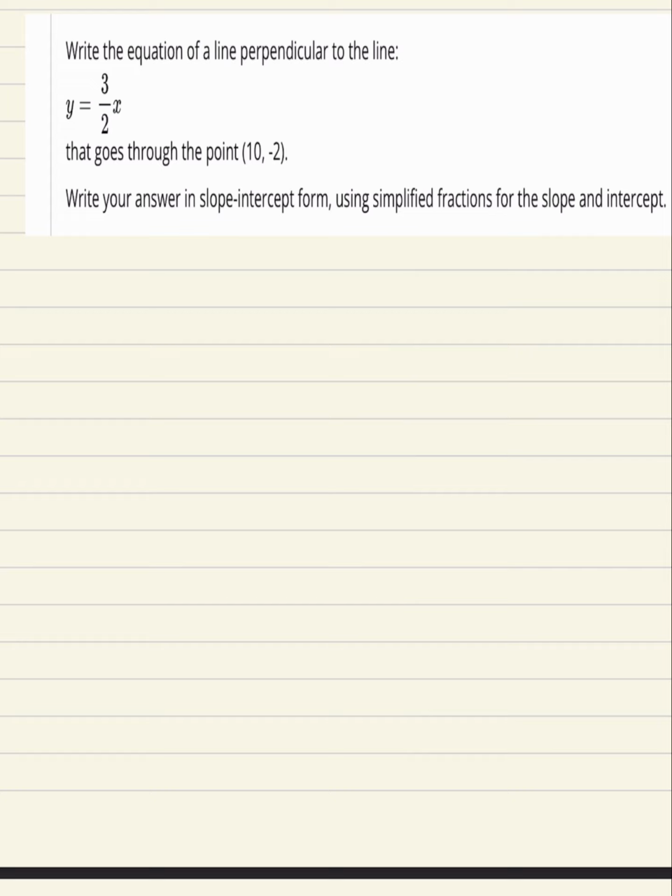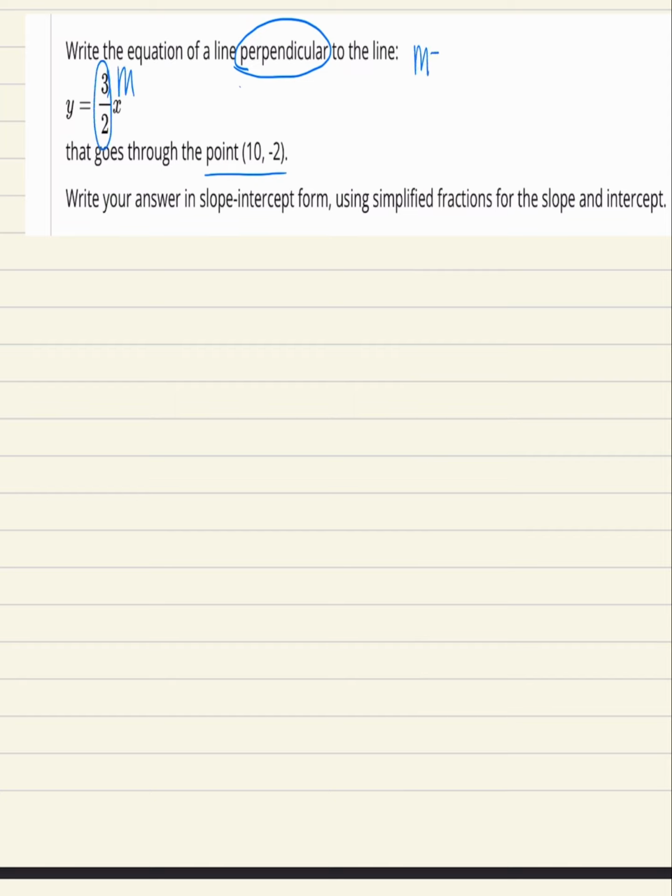So what we want to do is we first want to identify the information that we have. We need to find the perpendicular line going through this point. Things that you need to remember. When you're looking for the perpendicular line, you're going to be looking for the negative reciprocal of the slope that's given. This is the slope that is given.